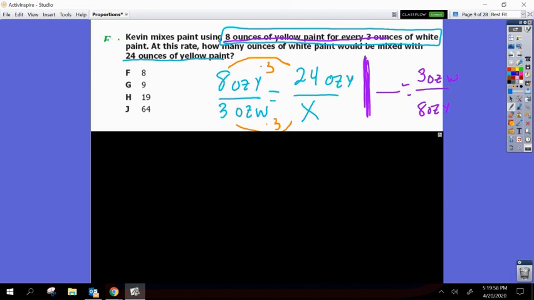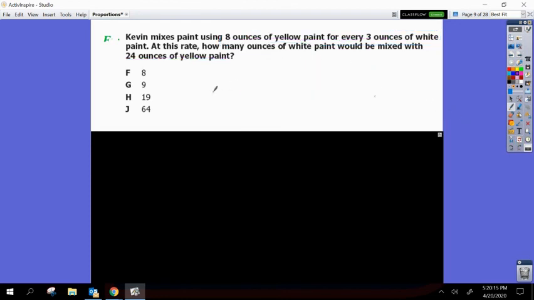Now, to be consistent, the 24 ounces of yellow, looking at this example, is now on the bottom. 24 ounces of yellow, X on top. We still go from there to there is times 3. It's still times 3. There are multiple ways to set this up. As a matter of fact, you could have done something like this. 8 ounces of yellow matches up with 3 ounces of white. You could do this. I'm not a huge fan of doing it this way, but you could.